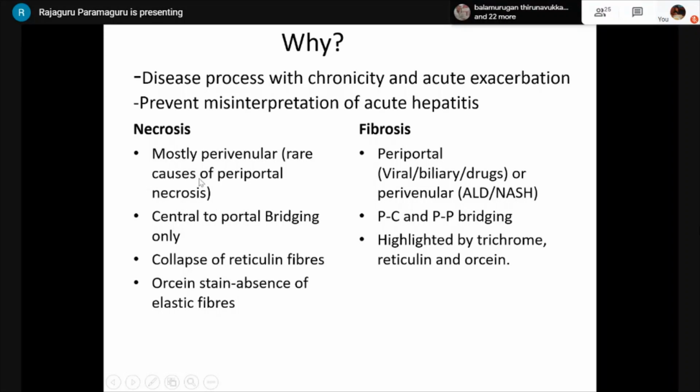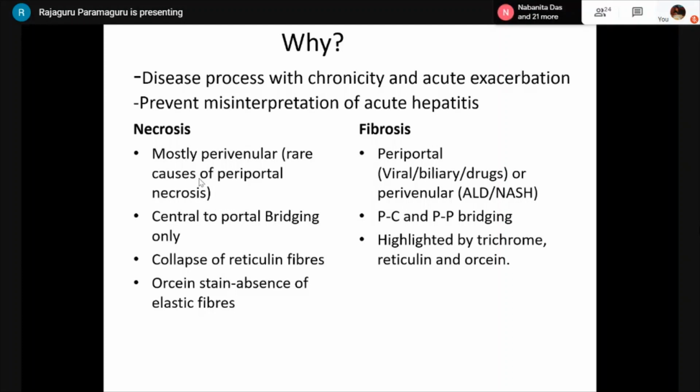Necrosis will be mostly seen in the perivenular area, as I told you, very rarely in the periportal area. And if it is bridging, it will be central to portal tract bridging only. You can appreciate it with the use of Orcein stain and the reticulin to see the collapse of the reticulin fibers. If it's a fibrosis, it can be periportal or perivenular. Periportal, as in cases of viral, biliary, or drug-induced, and perivenular, it can be ALD, NASH, or other drugs also, as I told you, in other conditions which I had previously listed out.